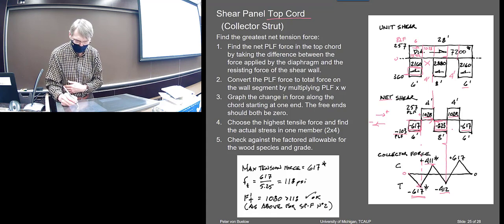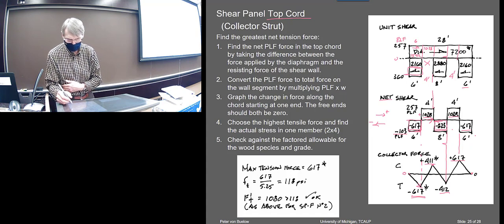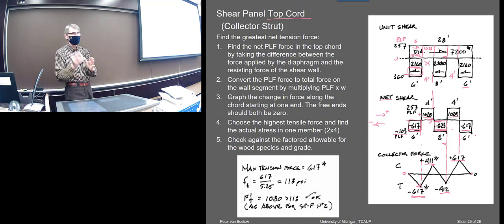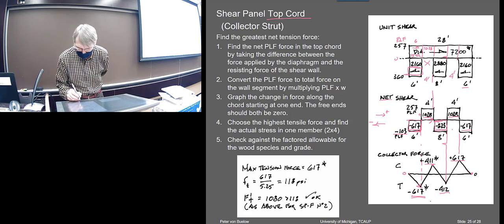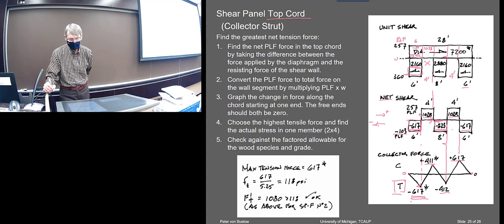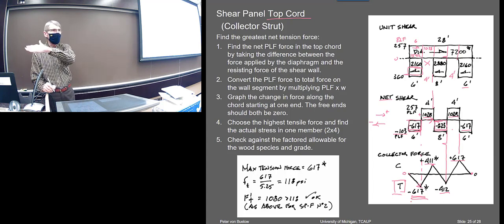And then again, you've got a window, and it brings it back up to 617, and then the last shear wall brings it back to 0. It should come back to 0 at the end of the wall. Okay, so now you look at these, and again, tension is going to control, and you pick the largest tensile force. And that'll be what you design the whole wall for.